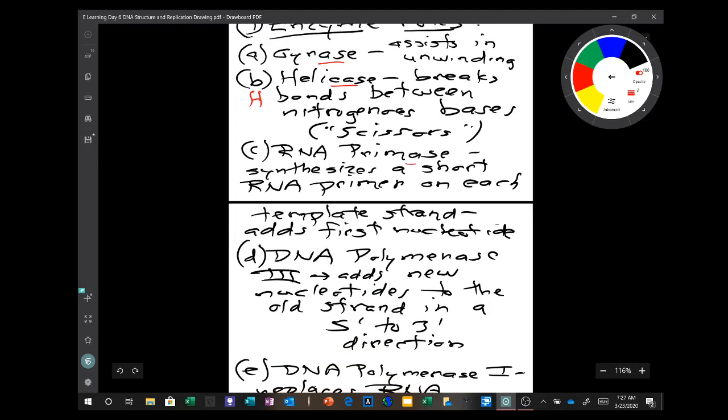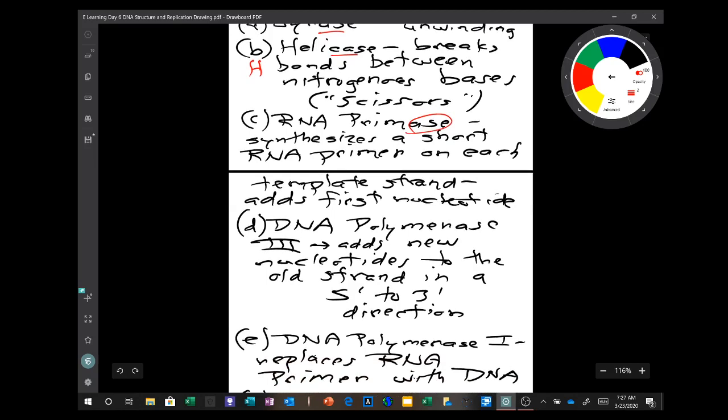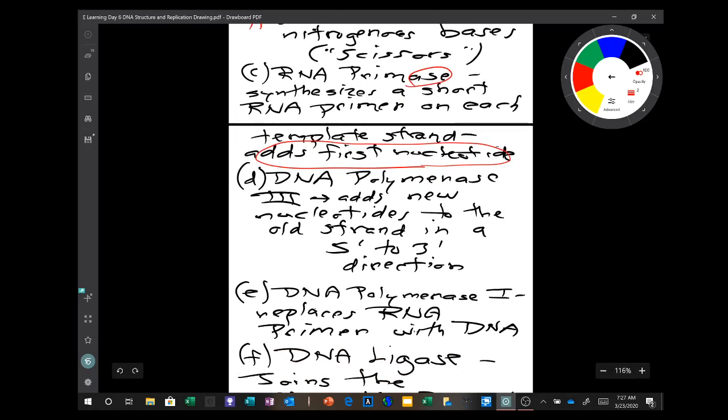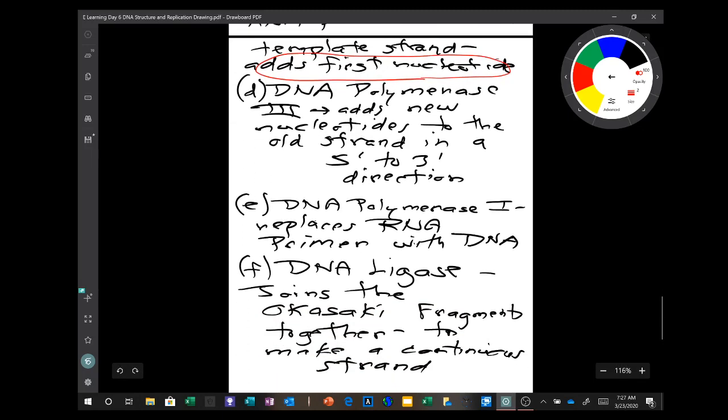There's an enzyme called RNA primase that synthesizes a short RNA primer. If you've ever had to prime a pump or get something going, you'll understand what priming means. If not, just remember it adds the first nucleotide. Okay, so that's the role of RNA primase. DNA polymerase 3, as I mentioned earlier, adds the new nucleotides to the old strand in a 5' to 3' direction. We'll go over that picture in just a minute.